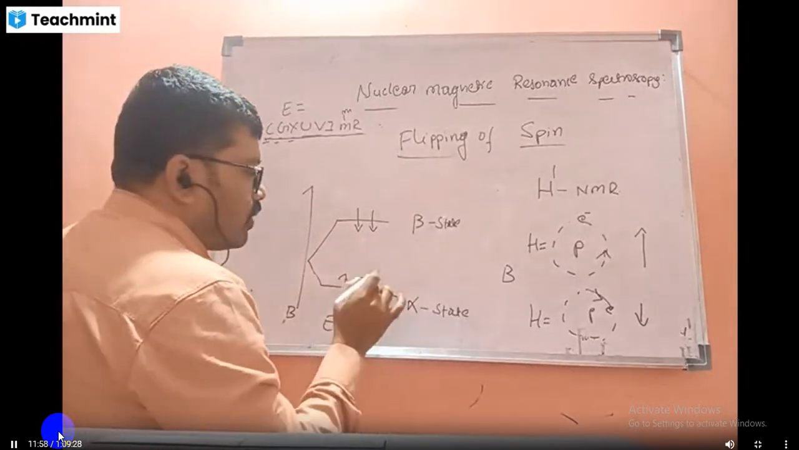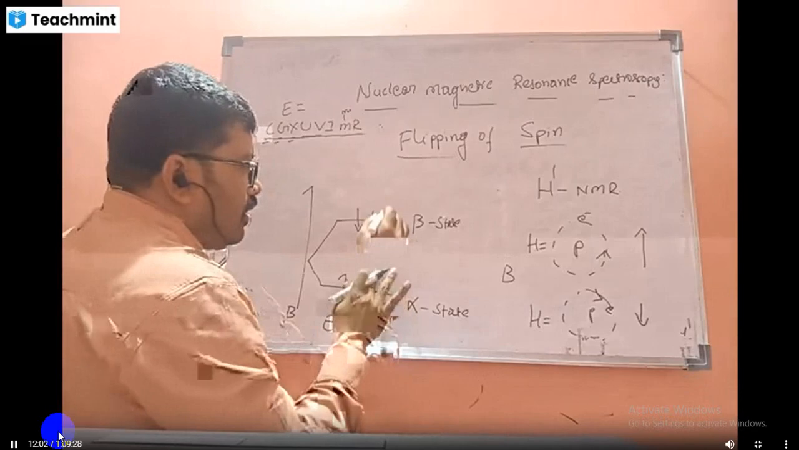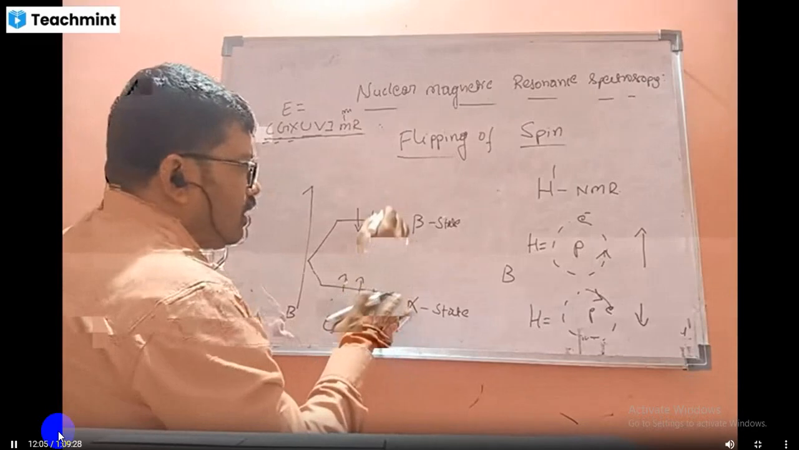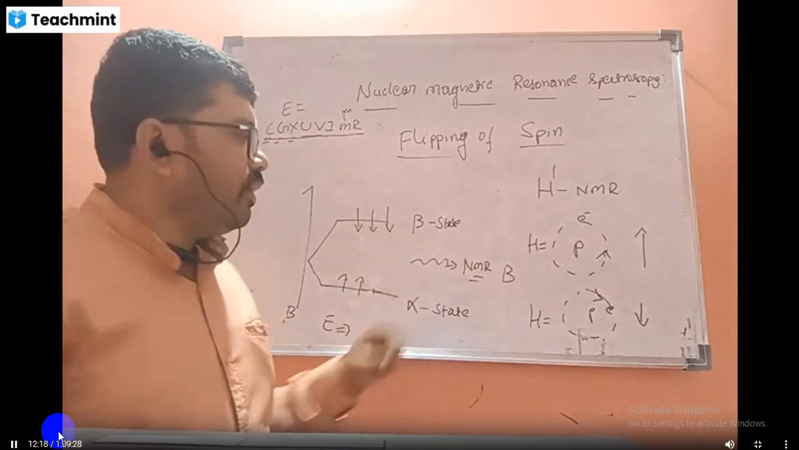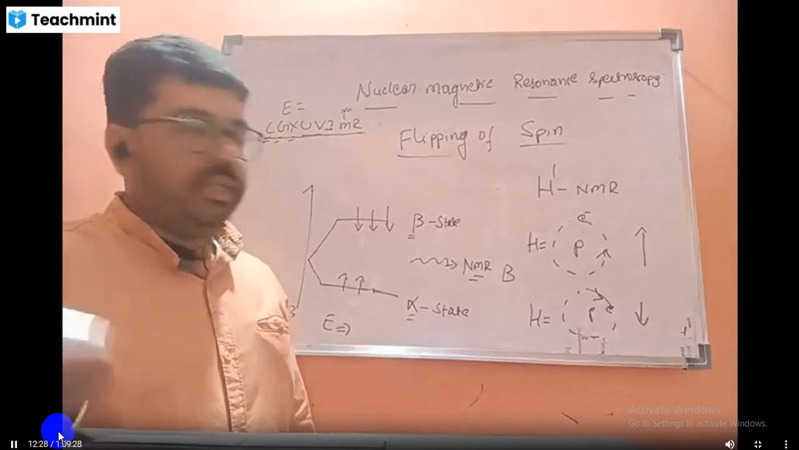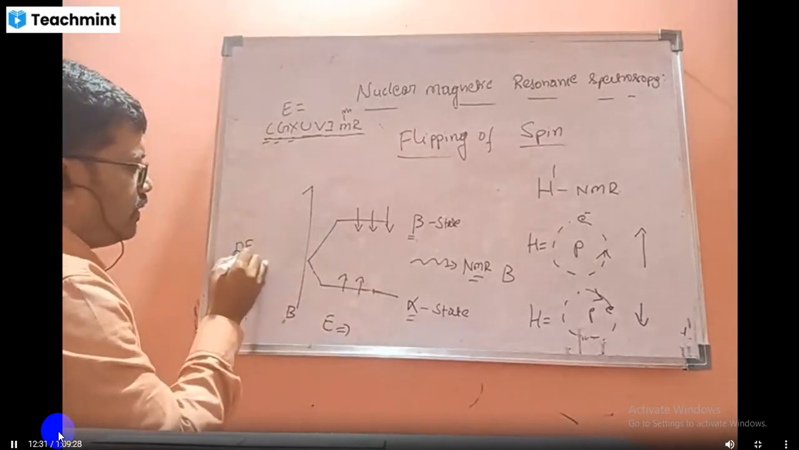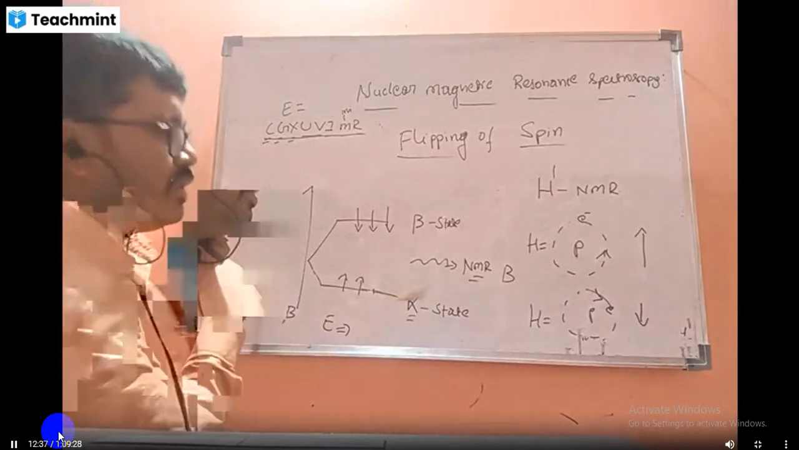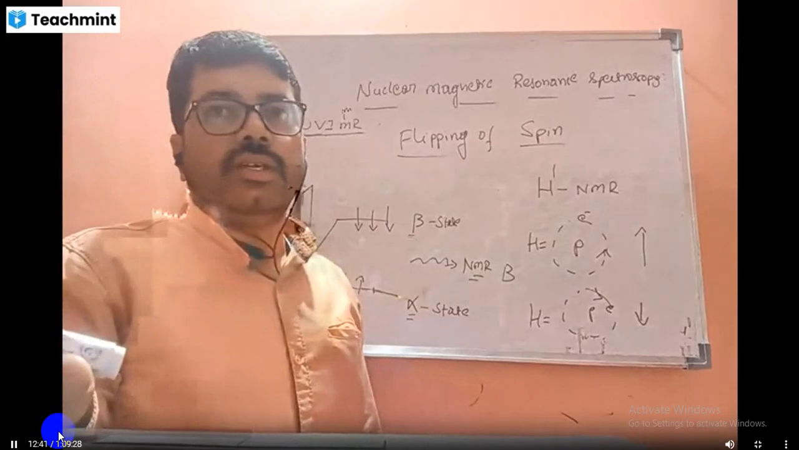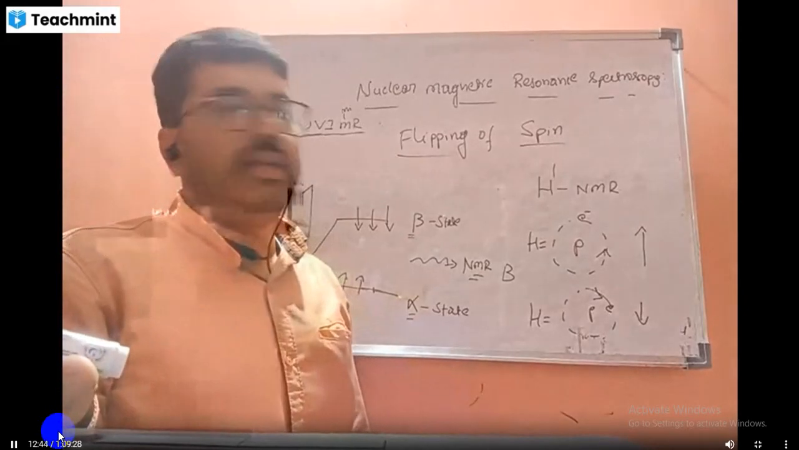A proton flips here. This is detected as a signal, and that is called NMR. Thus, a proton of an organic compound absorbs energy when the energy difference between the alpha and beta spin states is equal to the energy defined by the operating frequency of the spectrophotometer. That is, the difference of energy is equal to the operating frequency, h nu. So this is the actual flipping of spin.